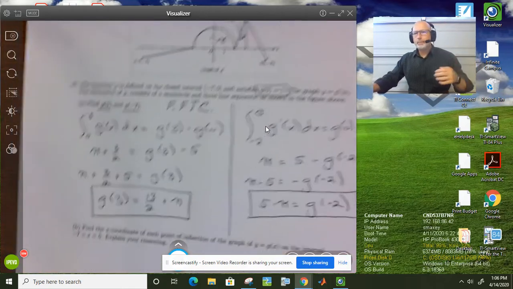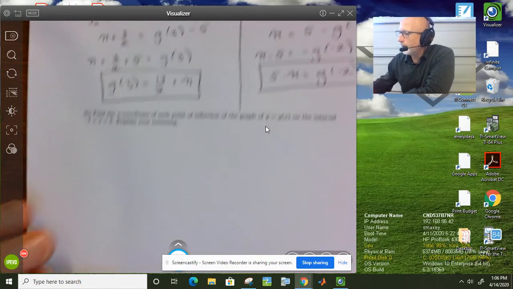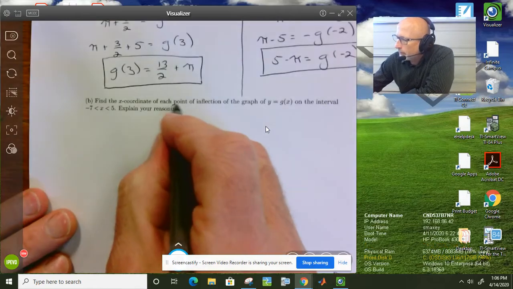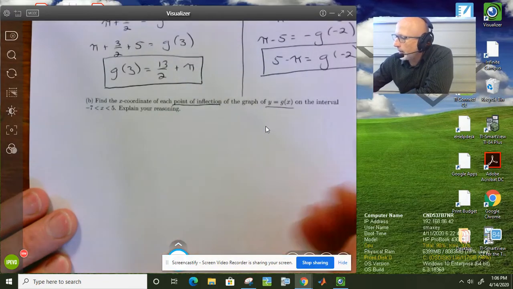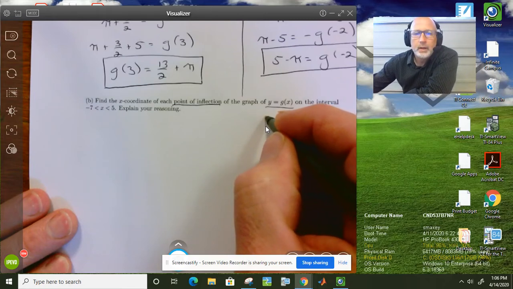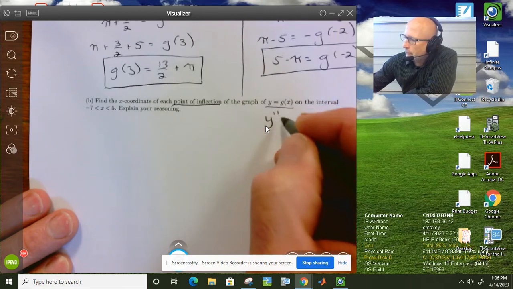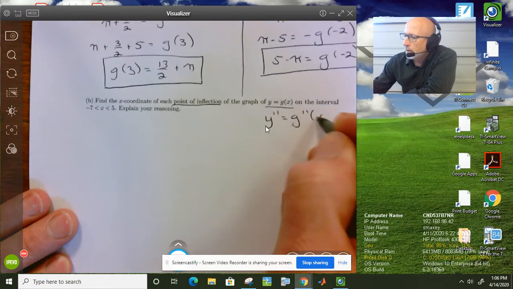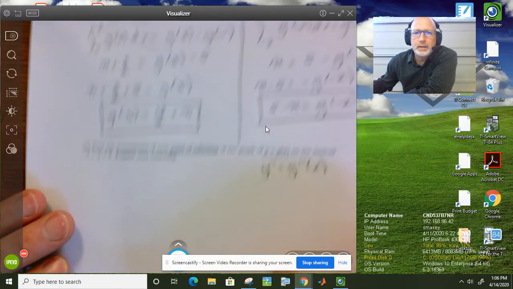Okay, B, find the point of inflection of y is equal to g of x. To find the point of inflection, I need to determine where it switches concavities, and we know the second derivative determines that. So I have y double prime is equal to g double prime of x. So I just have to go up here and look at what g double prime of x is.